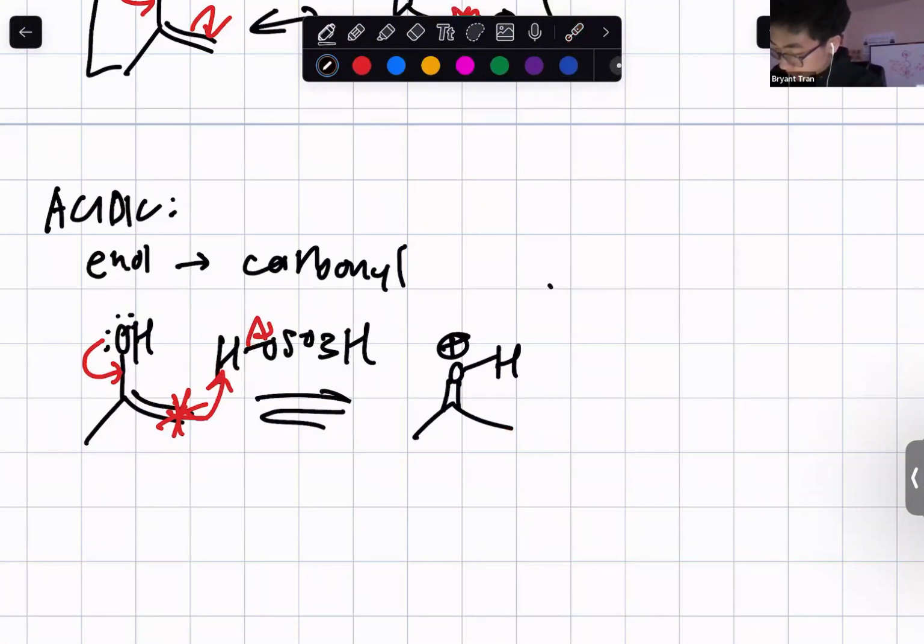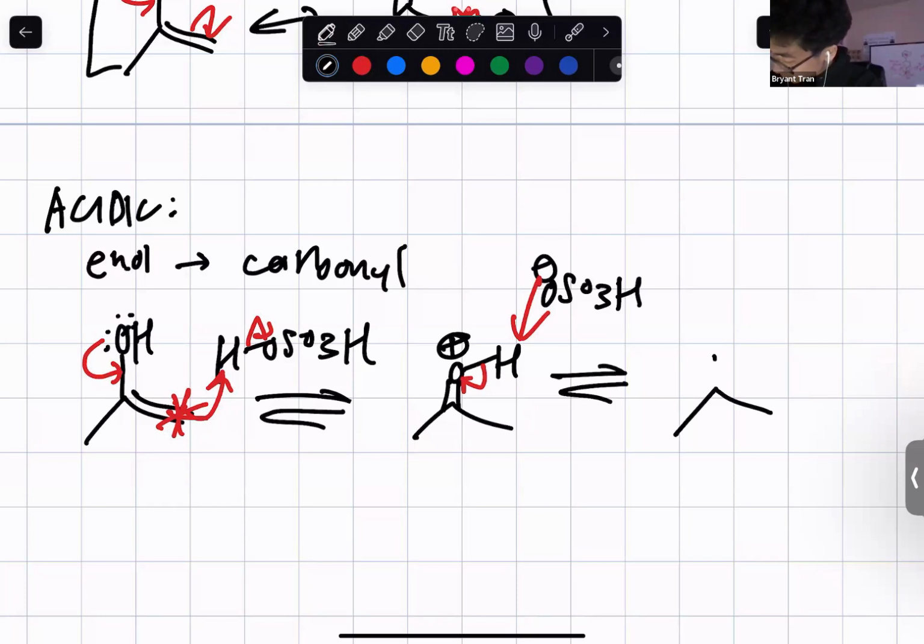Now the last step here to get to the carbonyl is to neutralize the positive charge oxygen by deprotonating it with the conjugate base we just formed, which is gonna give us our carbonyl like that. Any questions on this mechanism? It's a very short mechanism, going from an enol to carbonyl.